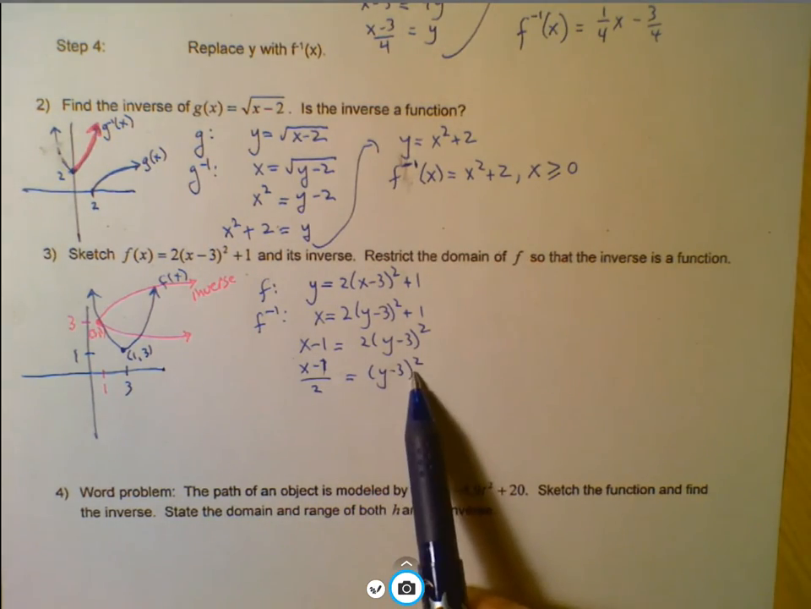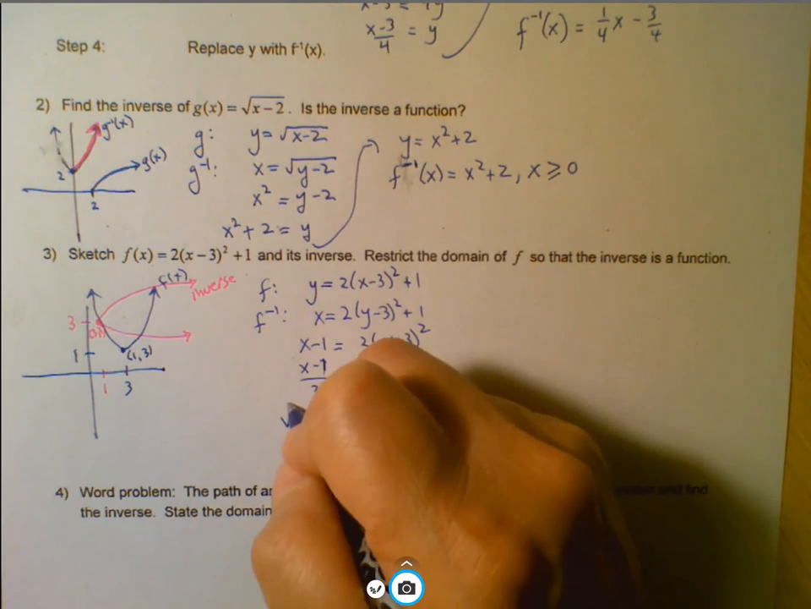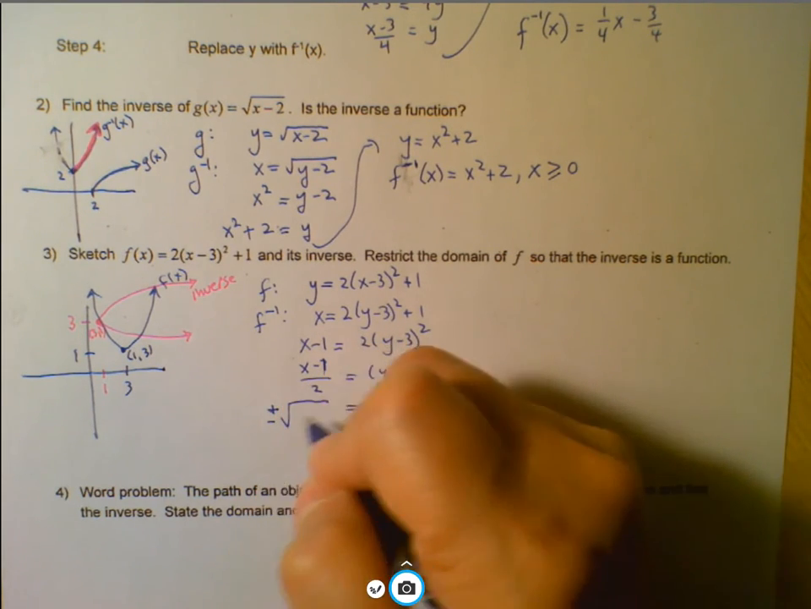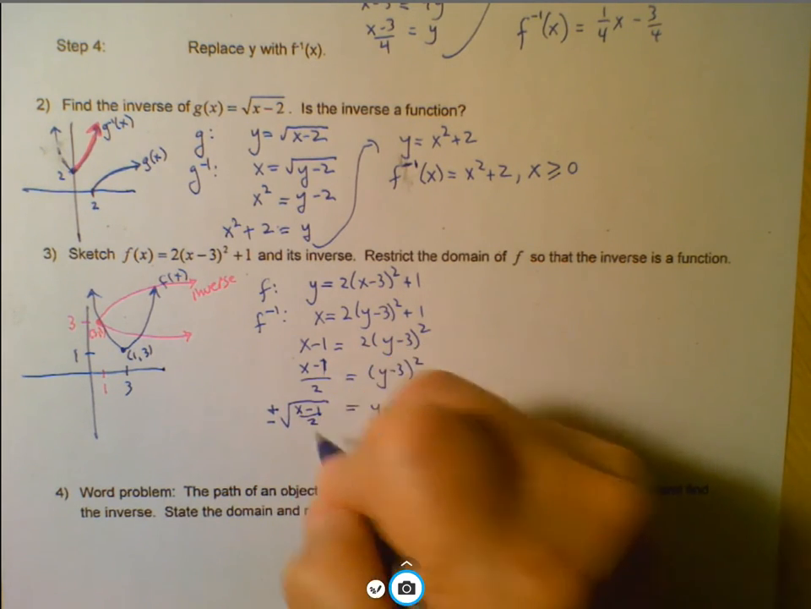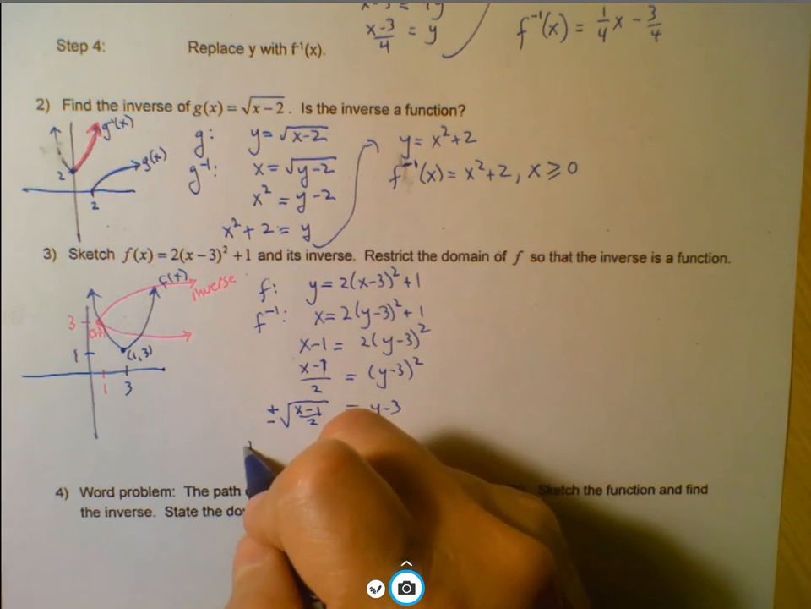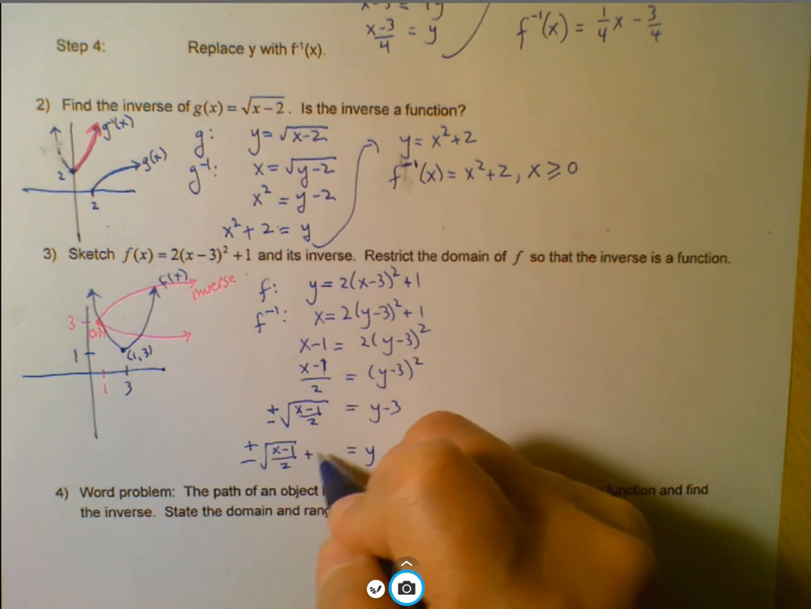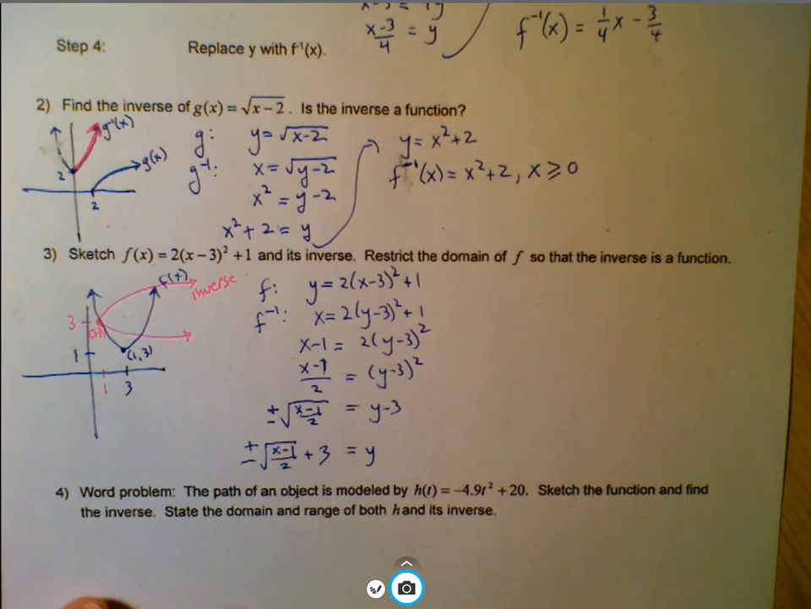Now how do I get rid of this squared? I do the opposite. So I'm going to take the square root of both sides. But remember that when you take the square root, it introduces a plus or minus. Okay, and now here I can bring the minus 3 over and it becomes plus 3. And that is my equation.